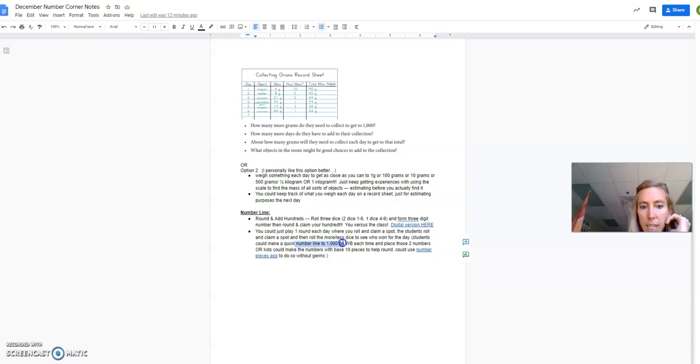And then down here I said you could just have the kids, if you want them to be involved in writing stuff, write a quick number line to 1,000 by 100s on their whiteboard and keep track of the game and place the 2 numbers on there. Or they could make use of the number pieces app. And once you roll the dice and find your 3-digit number, they would make the number using number pieces.